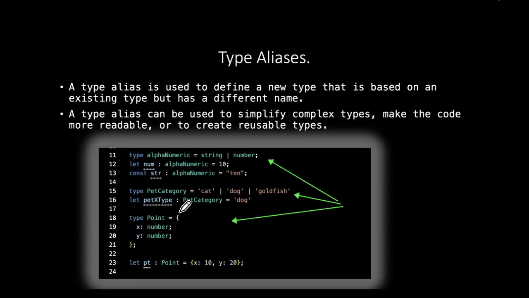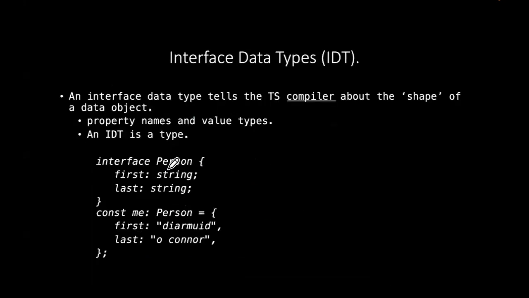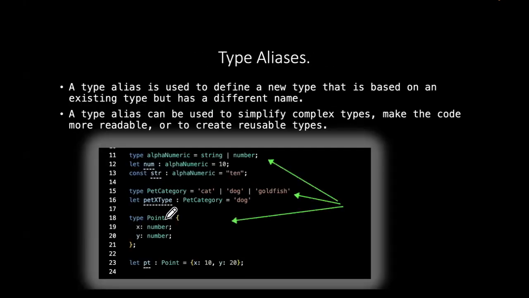There's a slight little gotcha in the syntax: there's an equal sign here, whereas when we look at interface data types, there's no equal sign. But other than that, they're identical, and you can interchange them. There's absolutely no difference between using a type alias in this way and an interface data type, and they're completely interchangeable.